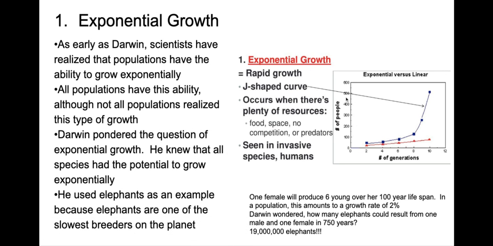So exponential growth is going to be characterized by rapid growth. It's going to have a J-shaped curve. We're going to see that represented on a graph. J-shape doesn't mean a linear curve, by the way. And that happens when that population has plenty of resources to grow, and there are not going to be environmental pressures that will limit that population growth. Usually that happens with invasive species, and it also happens with us, with humans.